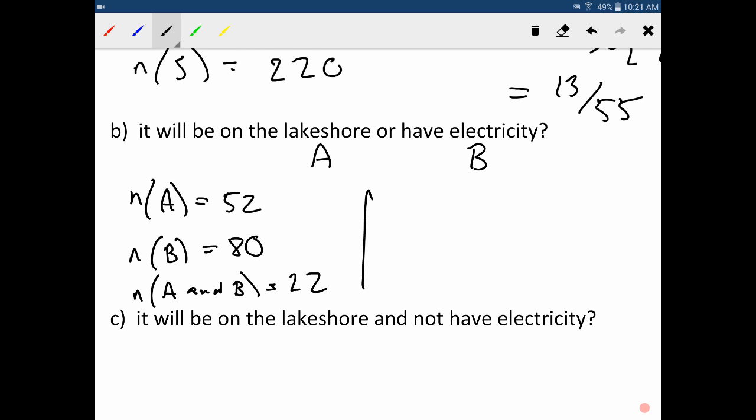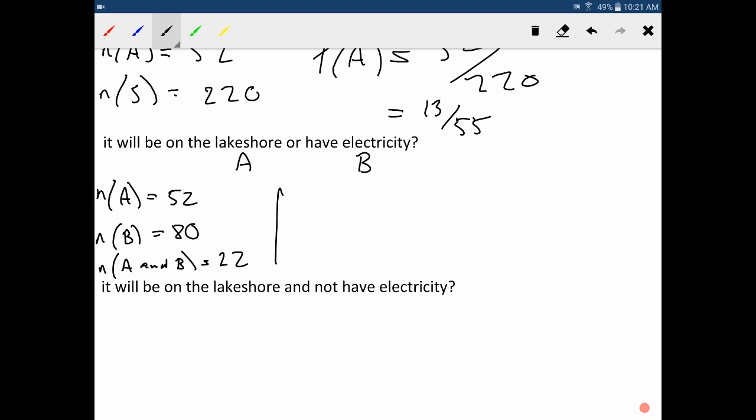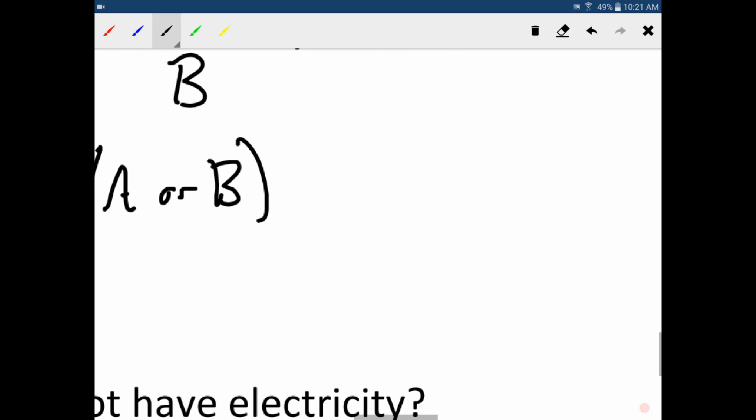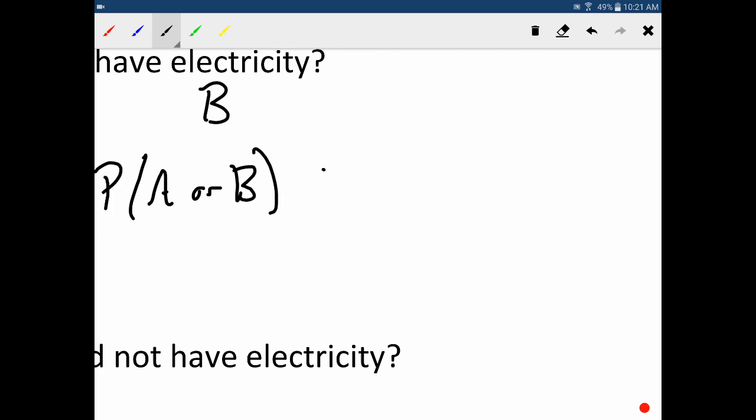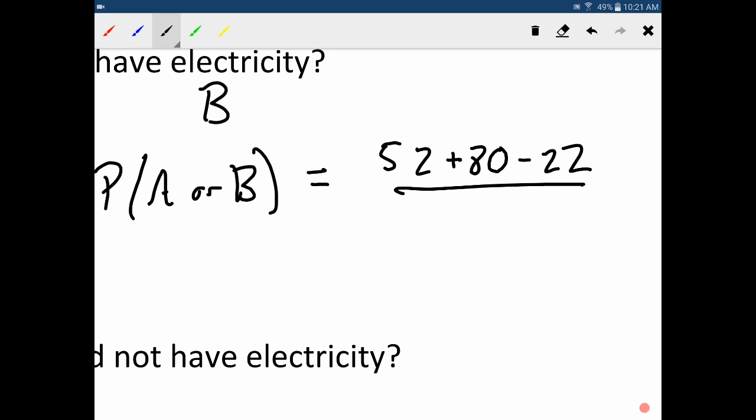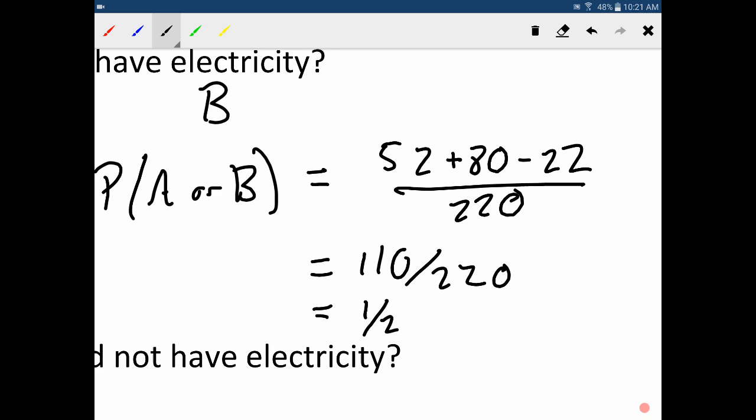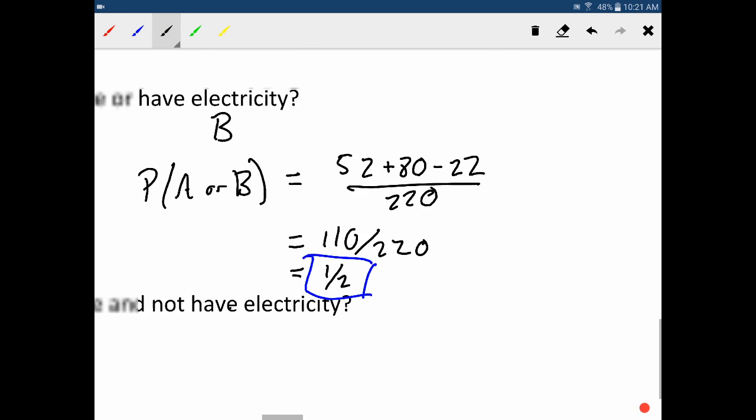So once we've got that, we say the probability of event A or B, because these all have the same denominator, I'm just going to add them over a common denominator. So I'm going to have 52 plus 80 minus 22. And the whole thing is going to be over the 220, because there's still just 220 campsites. So that's going to give us 110 out of 220, which is easy enough to reduce. It's going to be 1/2. So there's our answer.